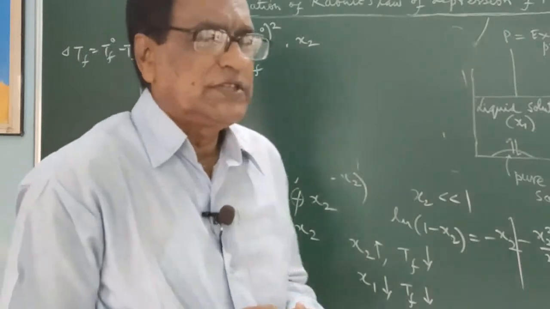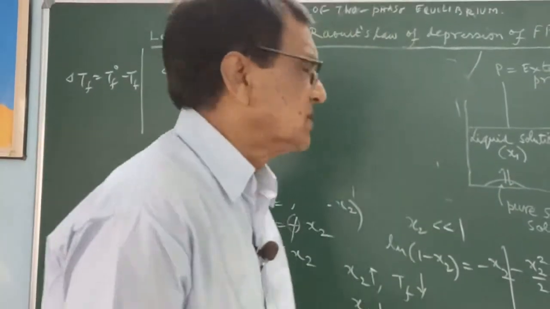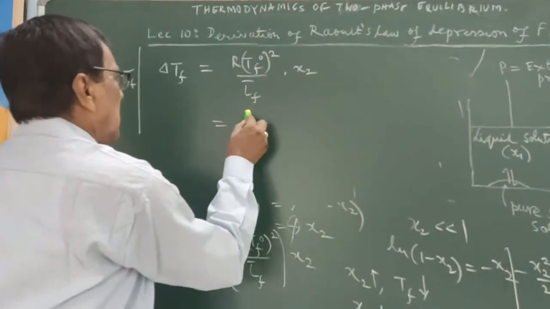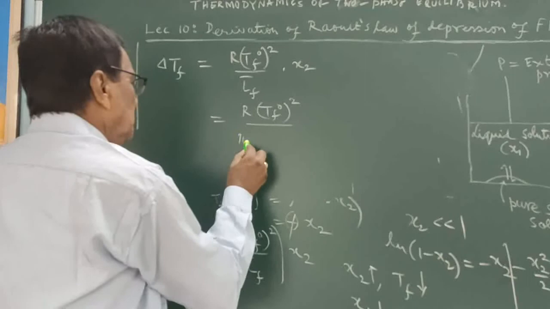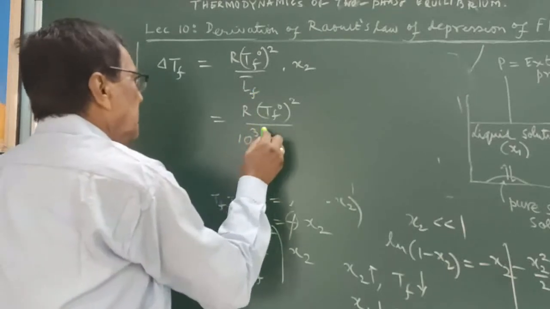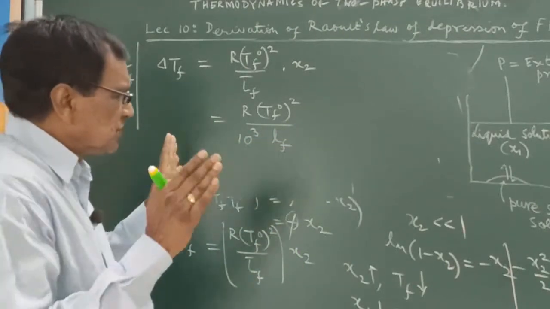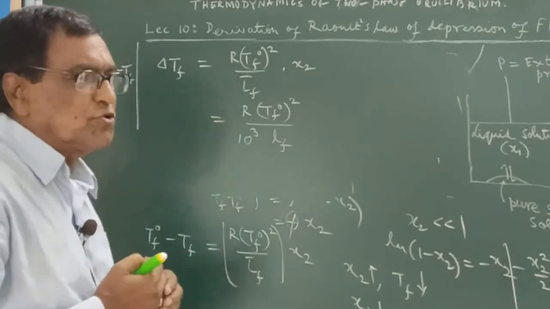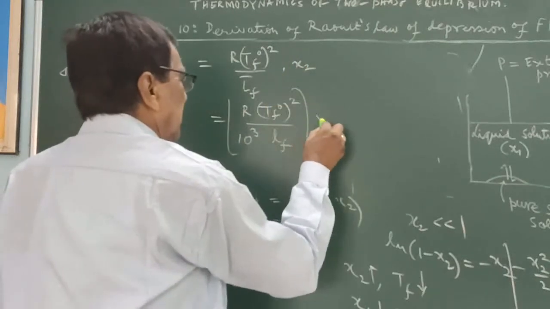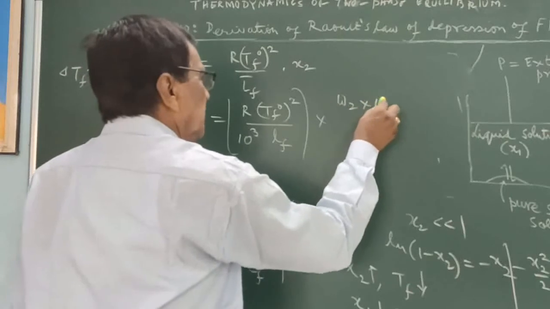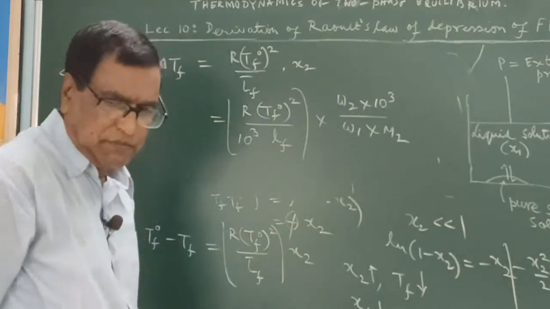If we would like to change this mole fraction of the solute in terms of the molality of the solution, then it will be R Tf naught whole square divided by 10 to the power 3 into Lf. This is the latent heat of fusion per gram of the pure solvent, taken in bracket, and into W2 into 10 to the power 3 divided by W1 into M2. M2 is the molar mass of the solute.